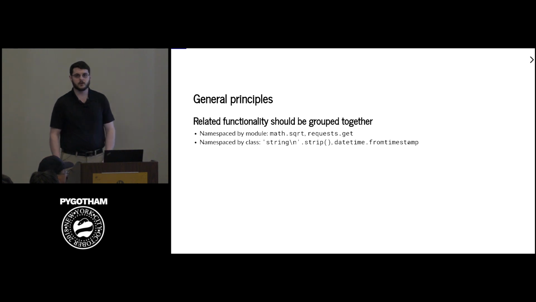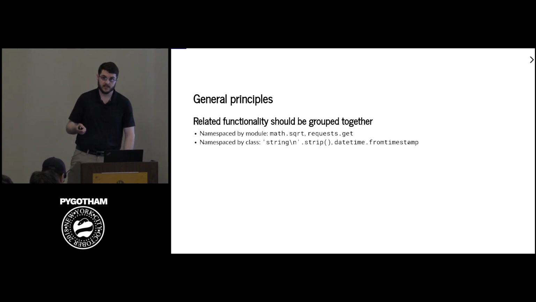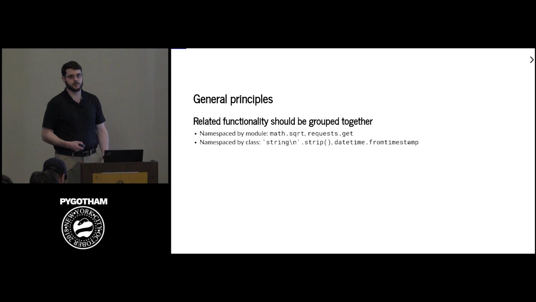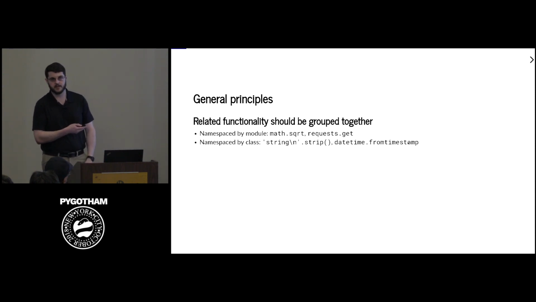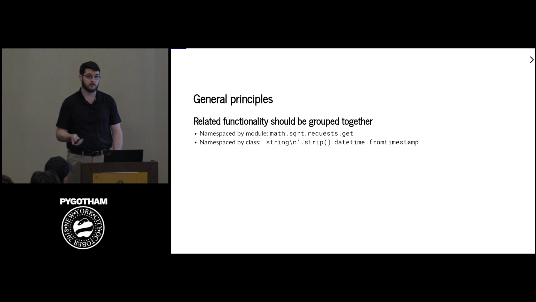You can also namespace your functions by class. One example of this is methods. If you look at a string object, it has a strip method, which is operating on the data in the string. There's also methods that are on classes, like datetime.fromTimestamp, which creates a datetime from a timestamp.